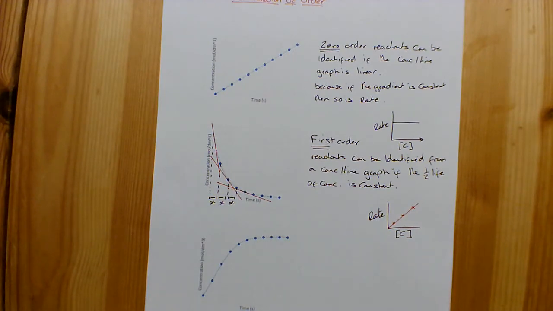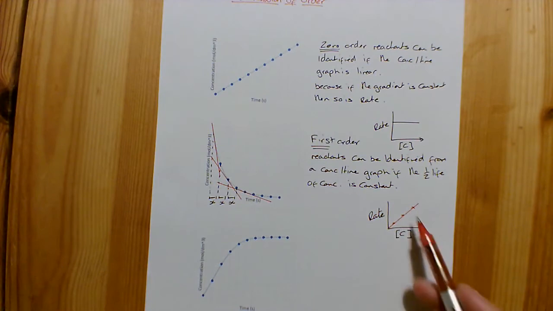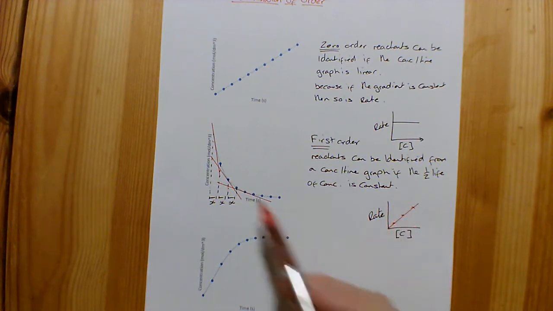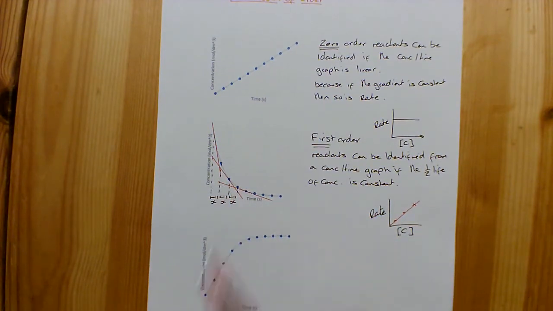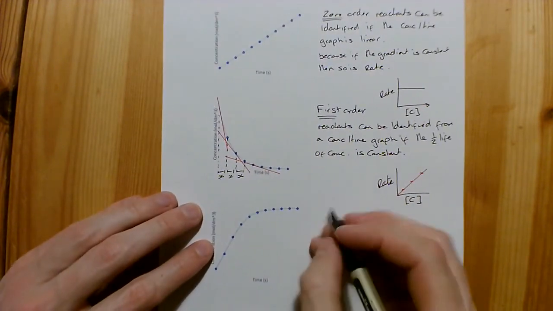We don't necessarily have to do this step if we can prove that the half-life of the concentration is constant, then that is enough to prove that it is first order. Finally, we have second order.